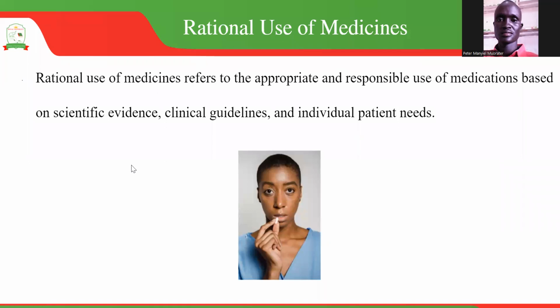And this is a session in public health pharmacology, or pharmacology in public health. We are basically looking at the impact of drugs on population health outcomes. So one of the areas we are going to look at is what we call irrational use of drugs.